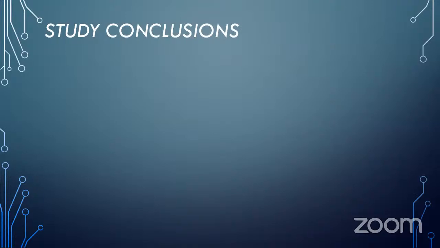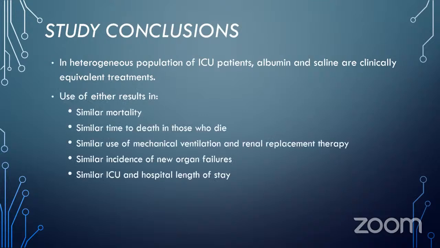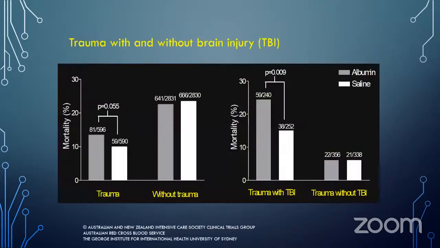So what exactly did this study conclude? This study drew the conclusion that in a heterogeneous population of ICU patients, albumin and saline are clinically equivalent. It doesn't matter which fluid you choose, both have the same effect. Use of either albumin or saline resulted in similar mortality. There was no mortality difference. Similar time to death in those who died. Similar use of mechanical ventilation and renal replacement therapy. There was a similar incidence of new organ failure and similar length of stay in the ICU and hospital as well. The only difference they observed was in patients with trauma, with or without traumatic brain injury.